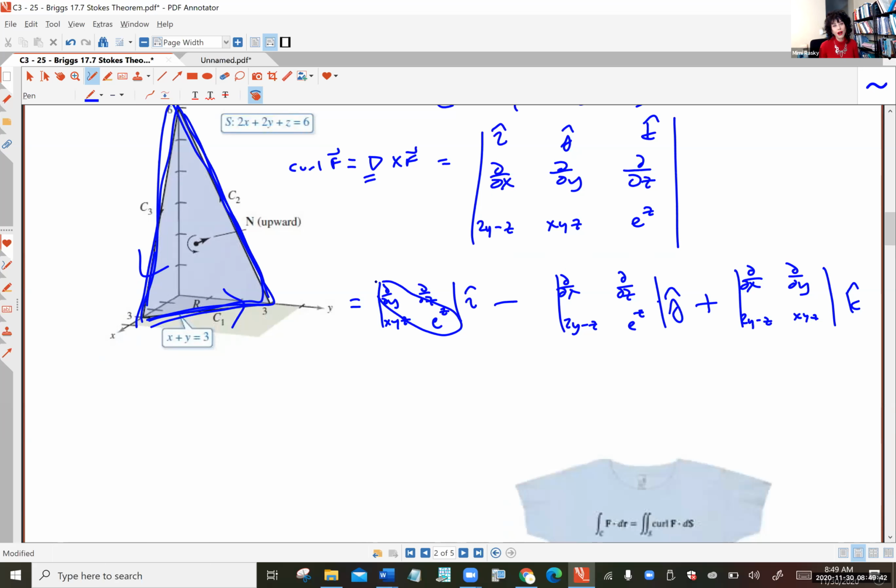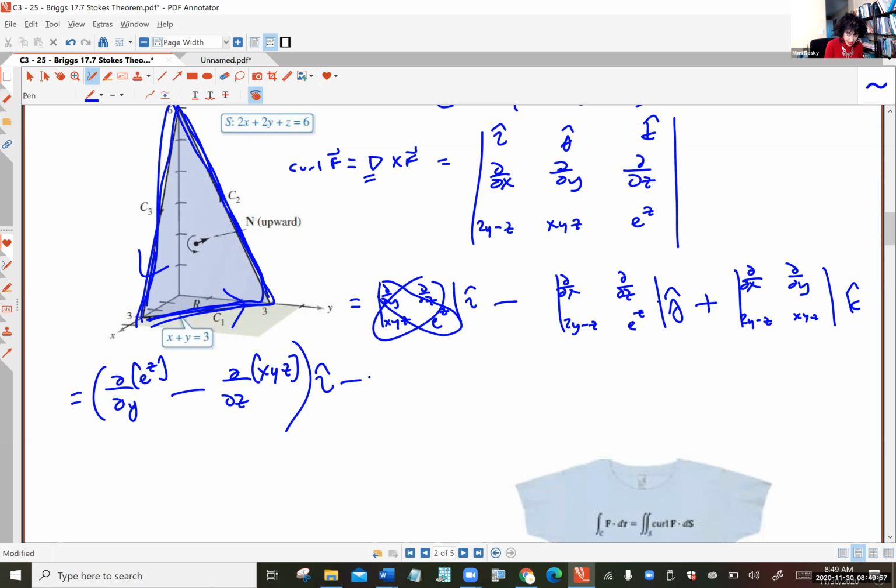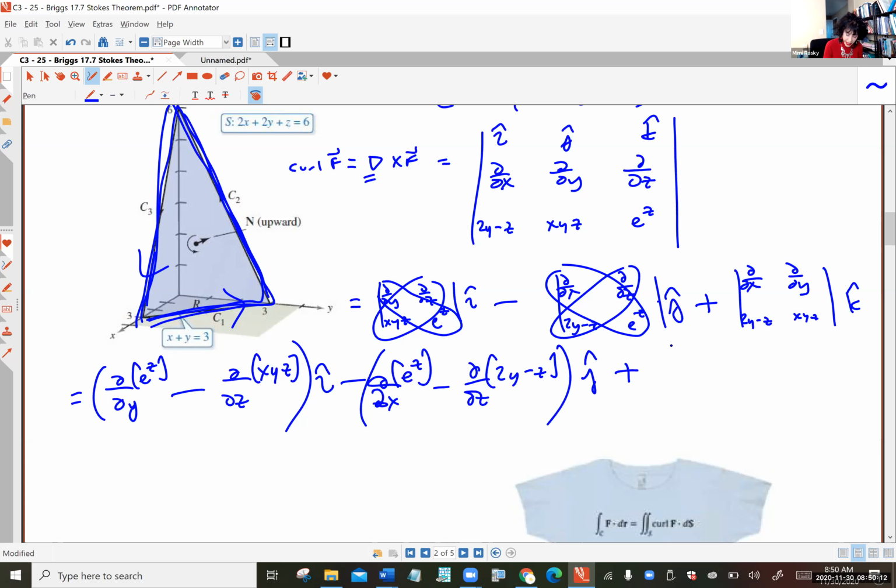Okay, you think of multiplying the major diagonal, which for us is: take the partial with respect to y of e to the z, minus take the partial with respect to z of xyz, and then multiply that mess by i hat. Minus this one says take the partial with respect to x of e to the z, minus the minor diagonal, take the partial with respect to z of 2y minus z, and then multiply that by j hat. And then finally, take the partial with respect to x of xyz, minus the partial with respect to y of 2y minus z. A lot of partials.